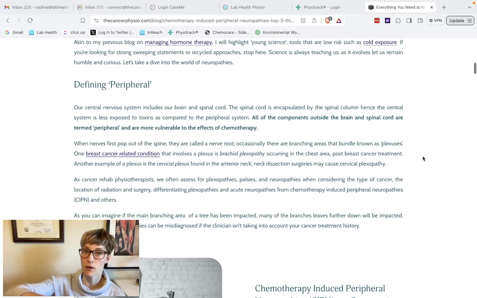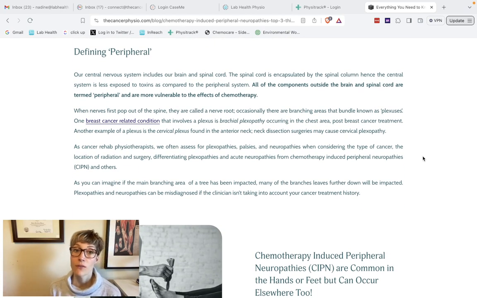So the blog does start off with an overview of what is peripheral in the nervous system. Well, we know that all components outside of the brain and spinal cord are termed peripheral. Okay, so everything that branches out is peripheral. So it's a very general term, peripheral neuropathies, and they need to be induced by chemotherapy to be diagnosed as CIPN.